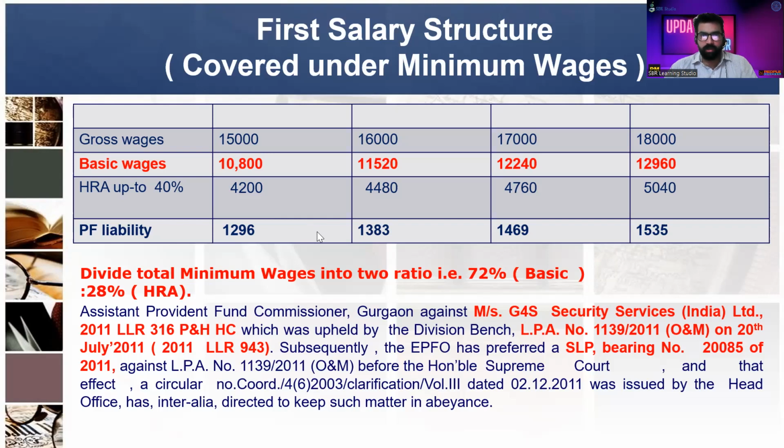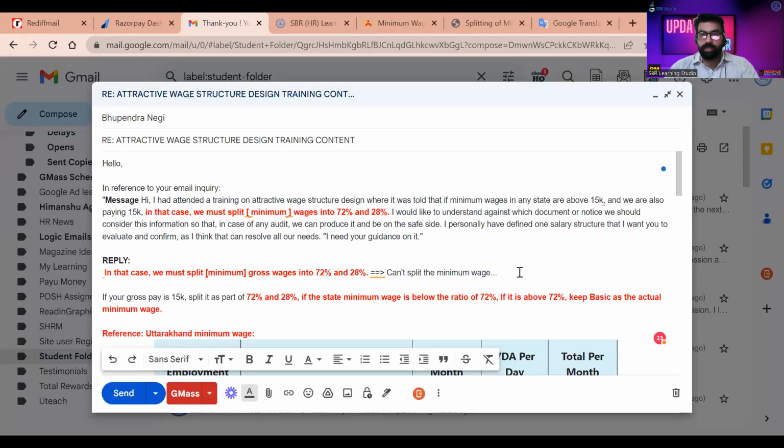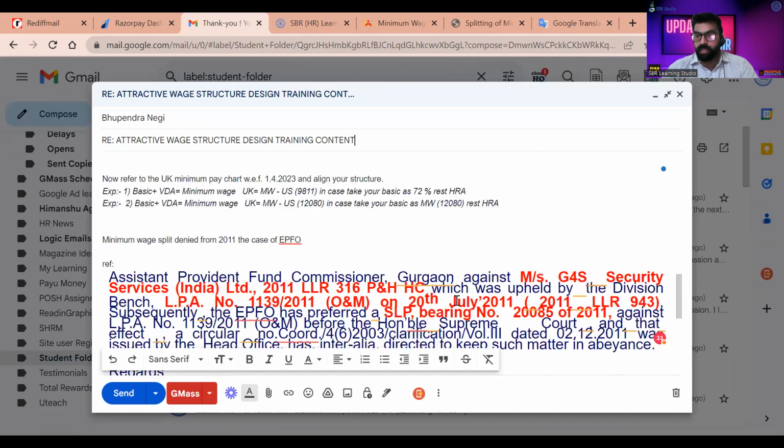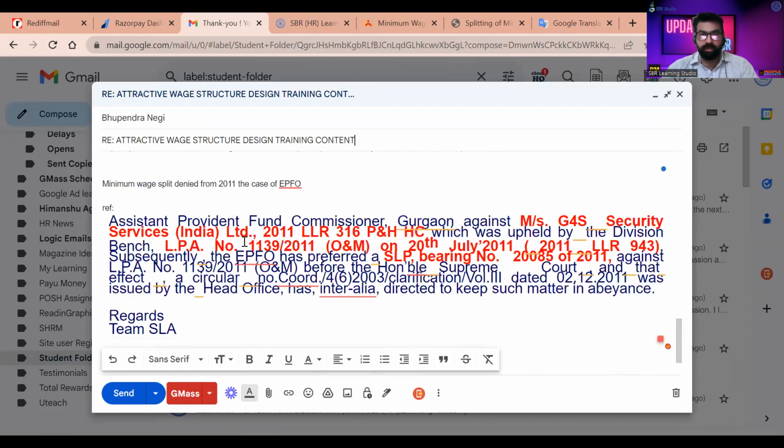How? Here is a clarification we have prepared for the queries asked by one of our students, about how the minimum wage can be split. As I mentioned, you cannot split the minimum wage where the reference has been provided. However, in 2011 the Punjab and Haryana High Court gave a judgment in the case of G4S Security Services, saying that you can split.